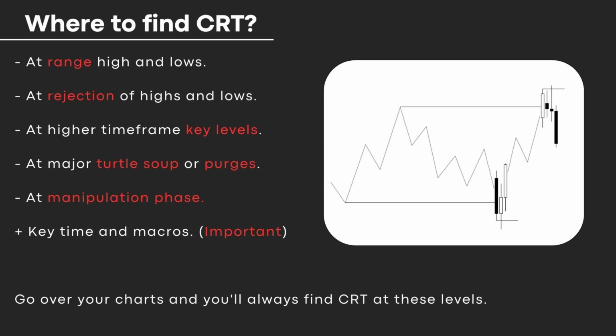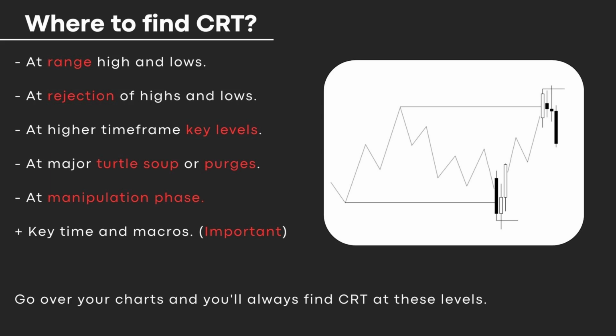So down below we've got these three bullet points right here, which basically sum up the whole thought process for looking for CRT and finding and selecting CRT correctly. First of all, I'll just narrate each one of them together, and then we'll go over each point separately in detail. So the first place where you can look for CRT or candle ranges is at range highs and lows, right? This is the most important place or area where you will find high probability CRT: at range highs and lows.